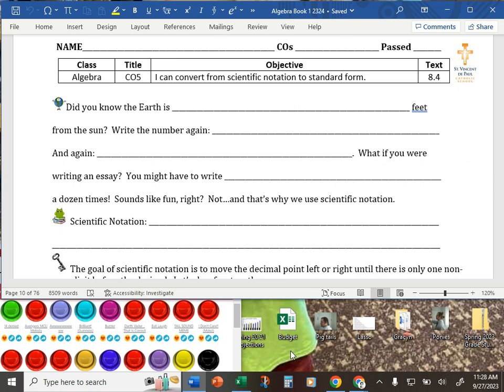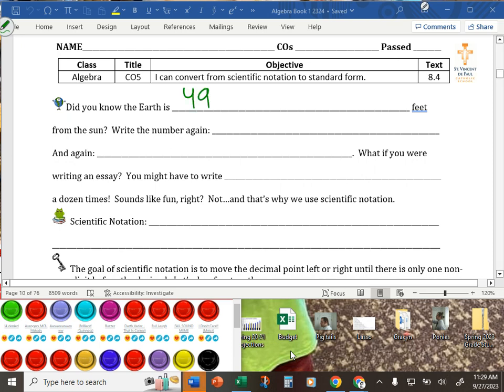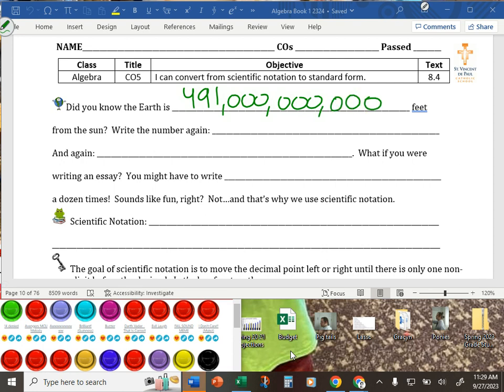So here we go. Anyone know how many feet the Earth is from the sun? 26 million? It's still a distance from the sun, so we're not going to get into that. Light years? It is 491 billion feet from the sun. That's a 4, a 9, a 1, and 9 zeros.